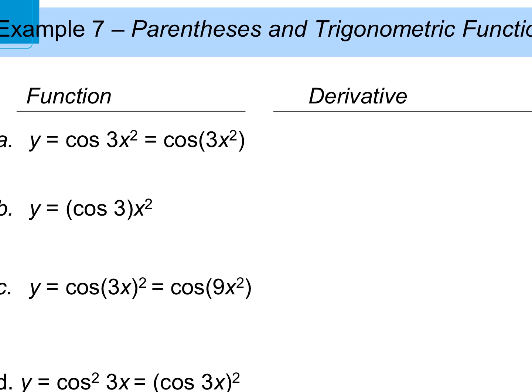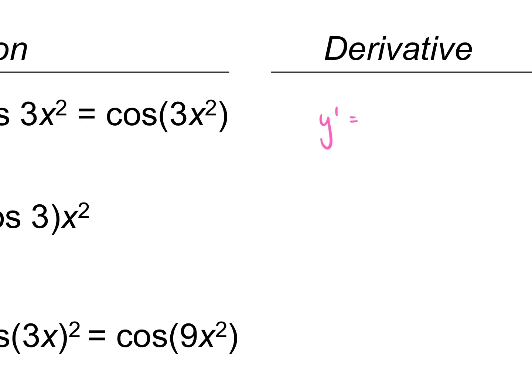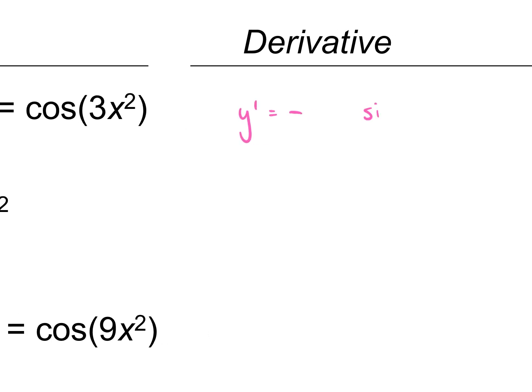So for A, in example 7, what's the derivative of the cosine? Negative sine, perfect. So we've got negative sine of 3x squared. What's the derivative of 3x squared? 6x, perfect. We'll put that out front. So we've got negative 6x sine of 3x squared.